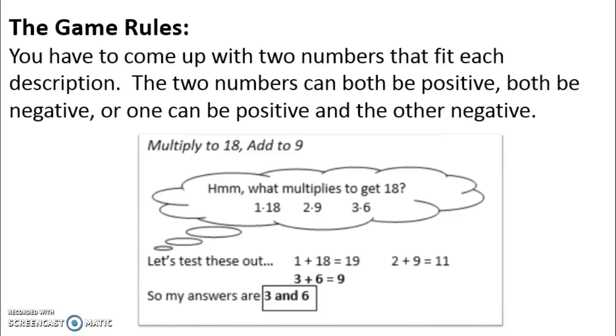Here are your rules. You have to come up with two numbers that fit each description. The two numbers can be both positive, both negative, or one of each. So we need to find numbers that multiply to get 18, that's a positive, and add to get 9. So you start thinking of all the multiples of 18. What are your factors of positive 18? And then once you solve those, you're going to figure out, combining them, which one could get to 9. And the answer for this one is, of course, 3 and 6.